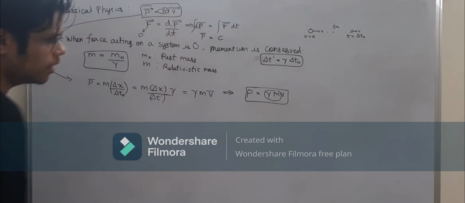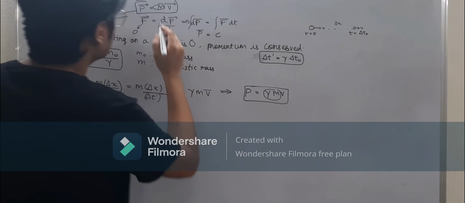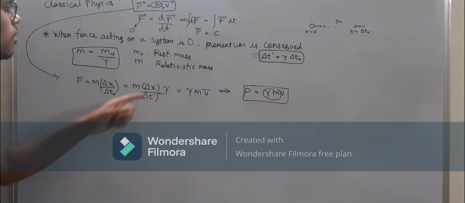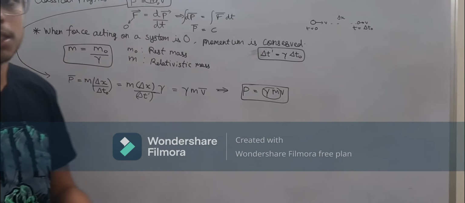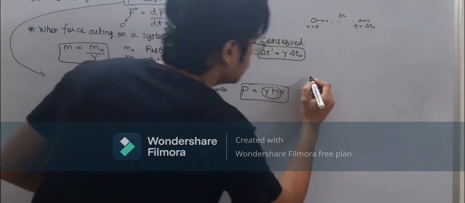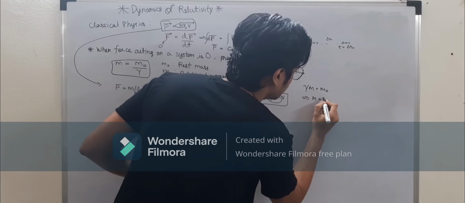you will find that these factors should be equal if they have to be equal, right? So these factors should be equal. That means here basically it is m naught, because I have defined the rest mass, right? So in classical physics there is only rest mass. Mass does not change. So gamma m equal to m naught implies m is basically m naught by gamma.